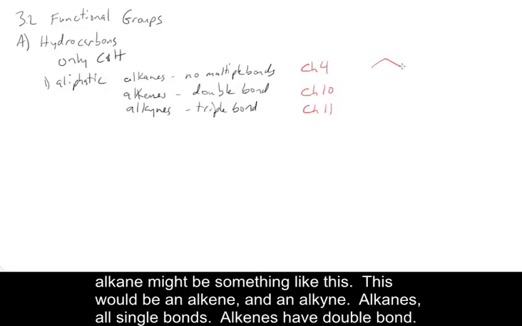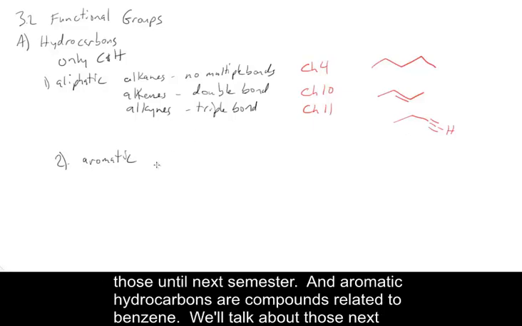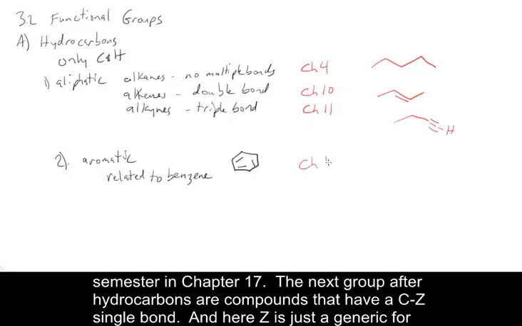So an alkane might be something like this. This could be an alkene. And an alkyne. Alkanes, all single bonds. Alkenes have a double bond. Alkynes have a triple bond. And the second category of hydrocarbons are aromatic hydrocarbons. And we won't really talk about those until next semester. But aromatic hydrocarbons are compounds related to benzene. We'll talk about those next semester in chapter 17.